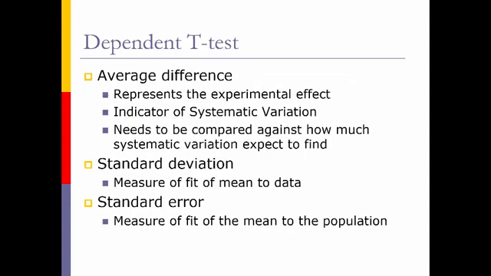All right, the dependent t-test, we have this average difference or the mean difference. That's going to tell us what experimental effect we have. It's going to tell us whether or not we have any systematic variation or unsystematic variation. We can look at the standard deviation because that tells us how good the fit of the mean is to our data. And the standard error, we talked about that generalizability before. That standard error is going to tell us how well it fits the population.